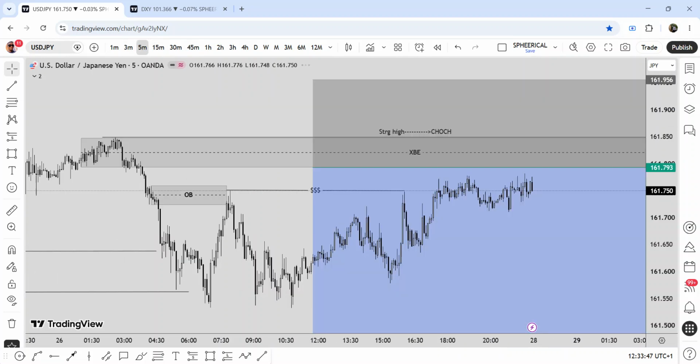Let me go to 5 minutes and check. Probably they might still pick me from here. So you see where I position to sell from. I position to sell from this zone.